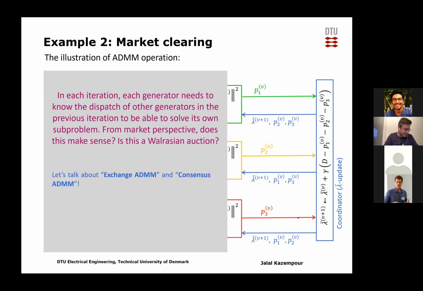So this is a nice way to warm up our next discussion, which is about exchange ADMM and consensus ADMM. So with exchange ADMM, we will try to somehow, as Drake suggested, overcome this challenge: the amount of information we need to exchange between coordinator and each subproblem.